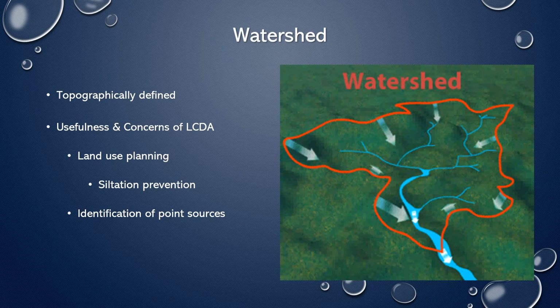Proper understanding of a watershed for a given aquatic system is useful to inform decisions concerning land use planning, which is a main concern for the future of Lochaber Lake.